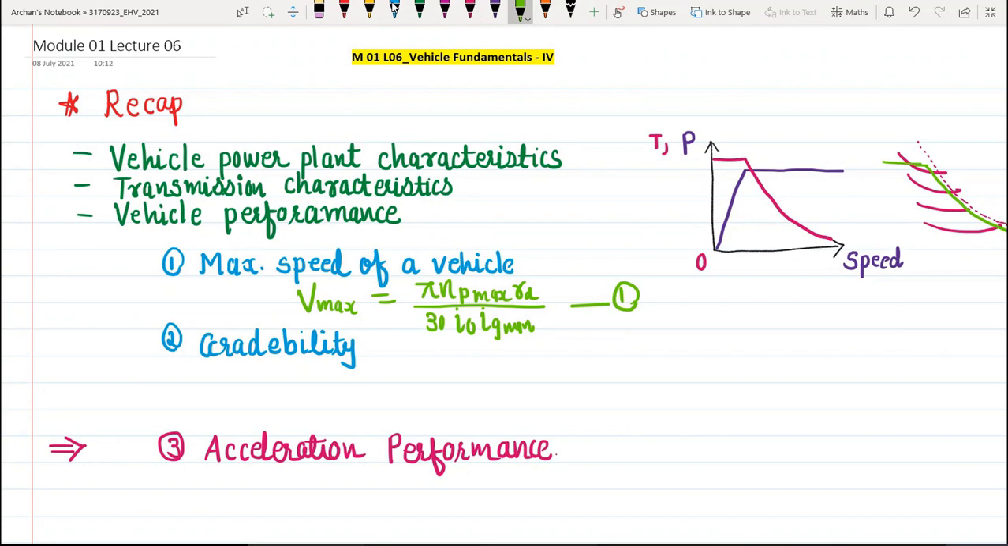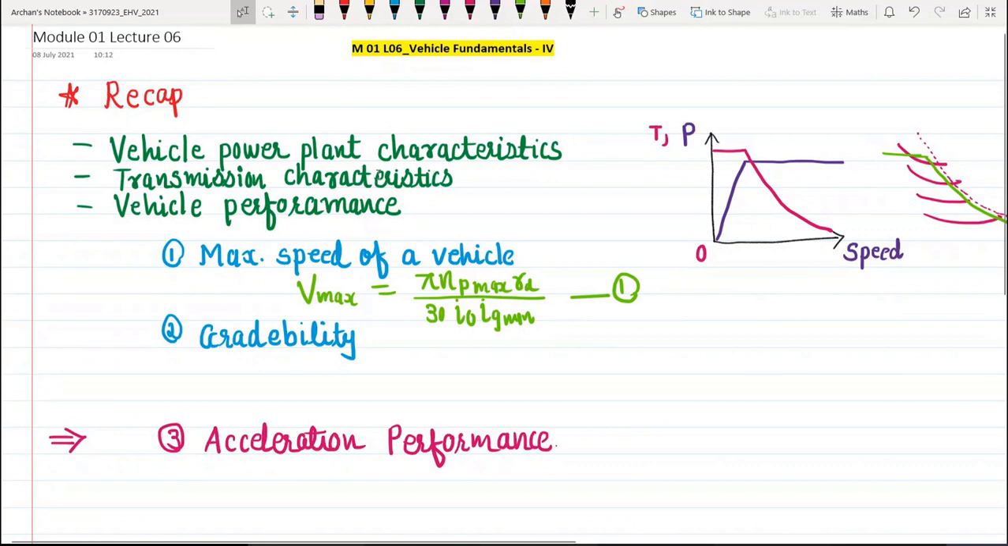Then we have seen the gradability. Okay, so whenever you want to define the gradability, it is nothing but a grade that the vehicle can overcome at a certain speed. What do you mean grade? Grade is nothing but an angle. You can also call it a grade angle. Okay, so this is a grade angle that the vehicle can overcome at certain constant speed, right? And for heavy vehicle, heavy commercial vehicle, or you can say off-road vehicles, the gradability is usually defined as the maximum grade or grade angle in the whole speed range. Okay, and we have seen how to find out this gradability.